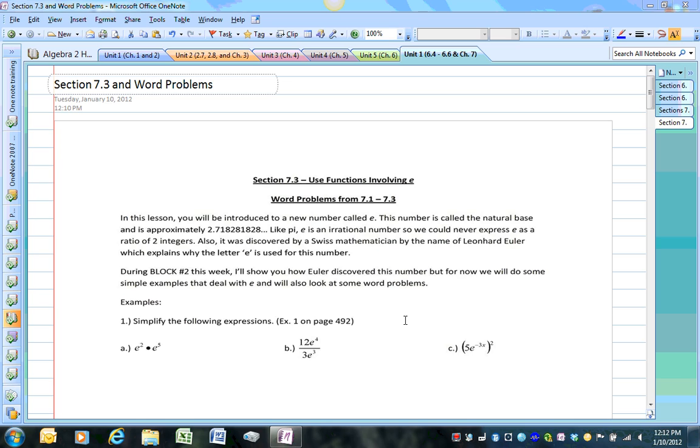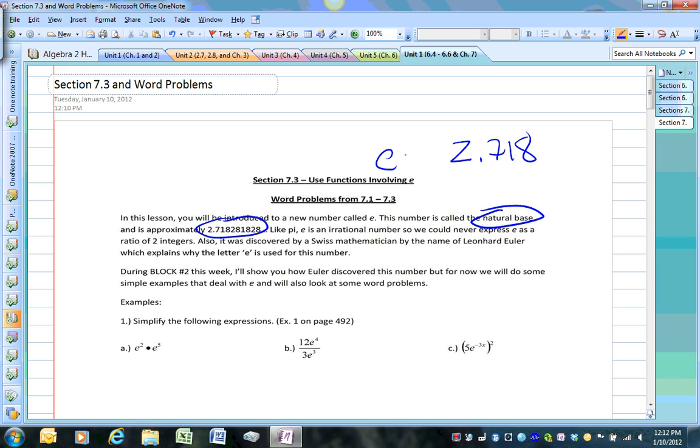So 7.3 is titled Use Functions Involving E. E is a new number that you guys are obviously not familiar with. It's called the natural base, and it's approximately this. So I tend to use 2.718 to approximate E. It's an irrational number, so you can't express it as a ratio of two integers.